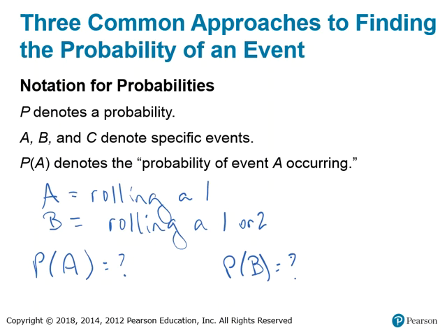Another way you could see it is they won't actually use the letters, and they'll just say what's the probability of rolling a 1. Now, they also would need to tell you what exactly you're rolling. So am I rolling a 6-sided dice? Am I rolling a 12-sided die? What am I working with? That all has to be informed too.